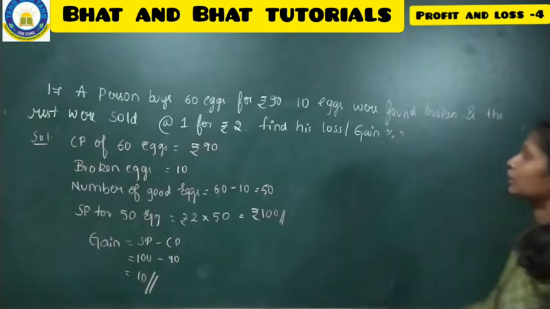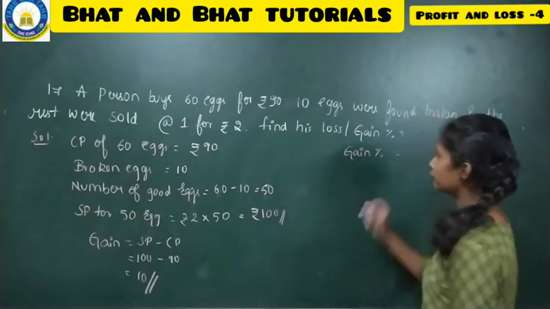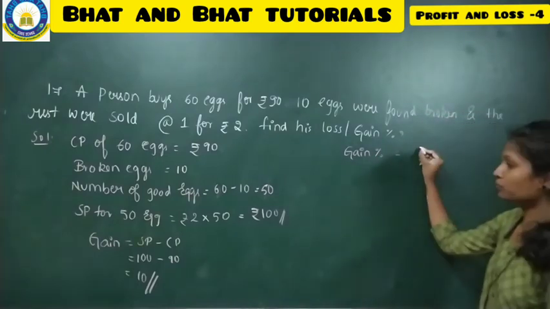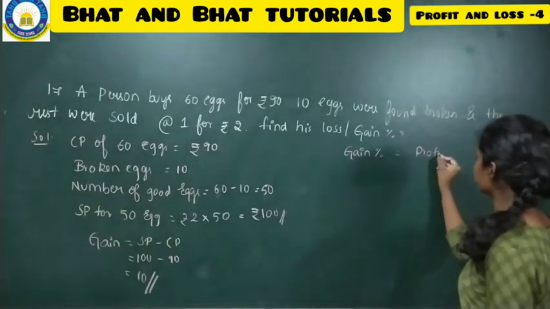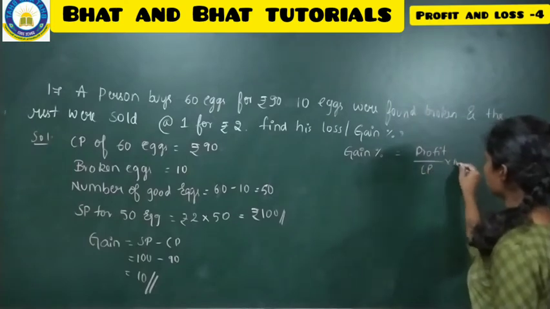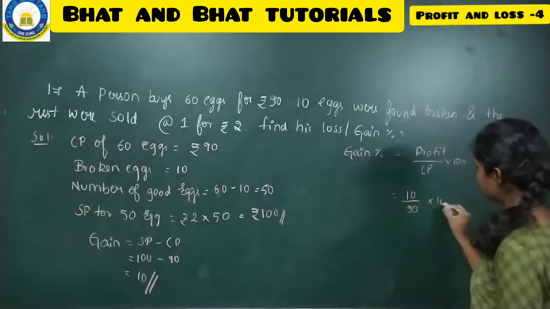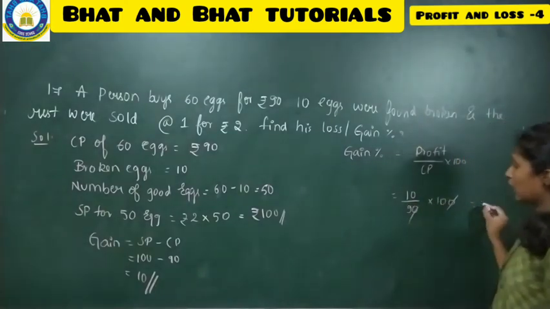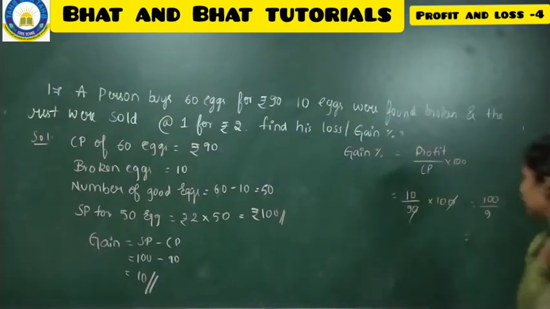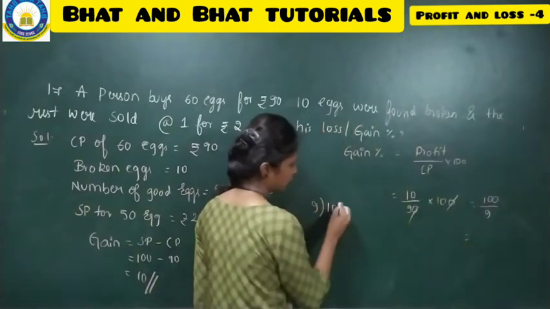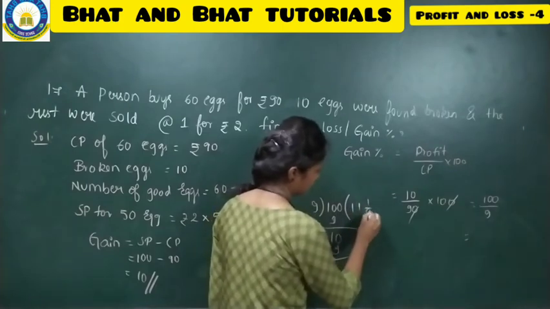But in the question they are asking to find the gain percent. To find the gain percent we have a formula. Gain percent is equal to profit divided by CP into 100. Profit is 10, CP is 90, into 100, the 0 will get cancelled, so it is 100 divided by 9. When I divide this, 9 ones are 9, remainder will be 1 by 9.